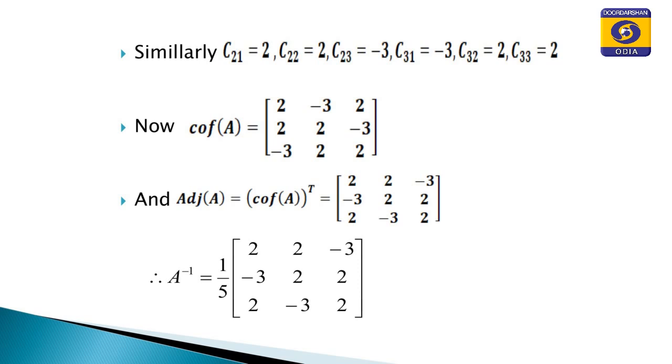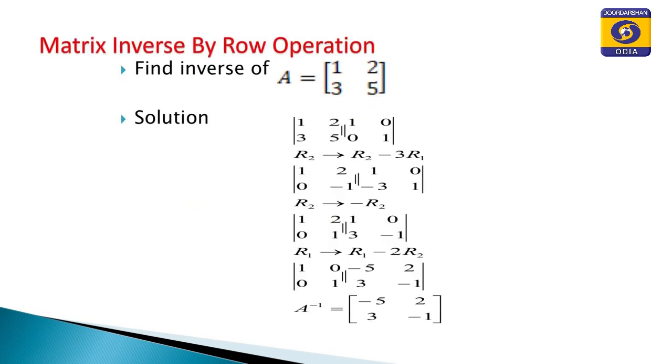Hence, A inverse is equal to 1 by det A into the adjoint matrix. Det A is equal to 5, then 1 by 5 into this matrix 2 2 minus 3, minus 3 2 2, 2 minus 3 2. In this way, we can find the inverse of a matrix.